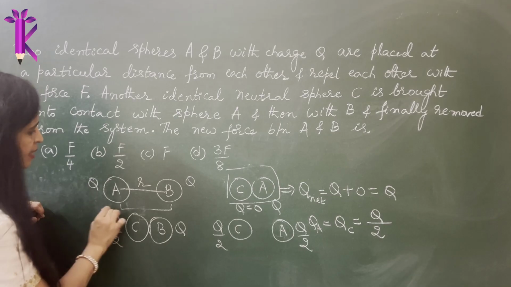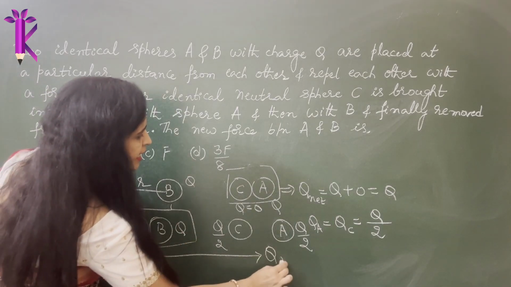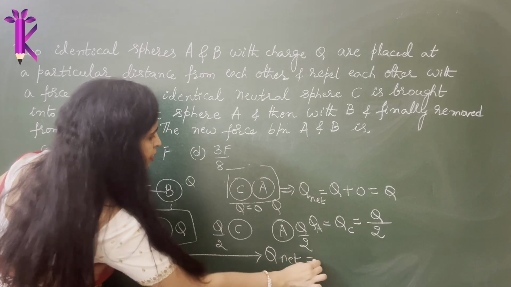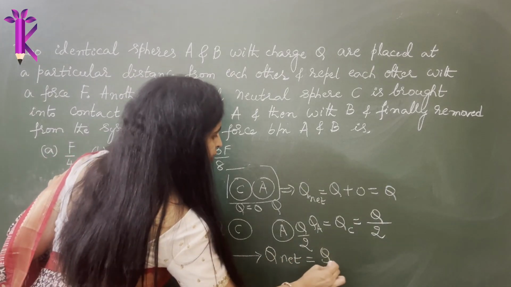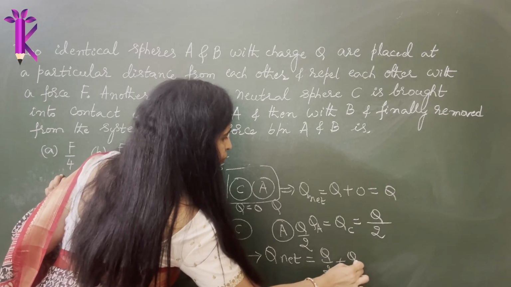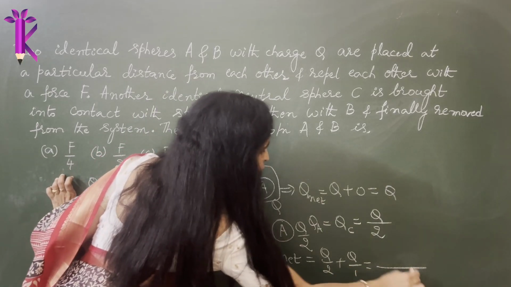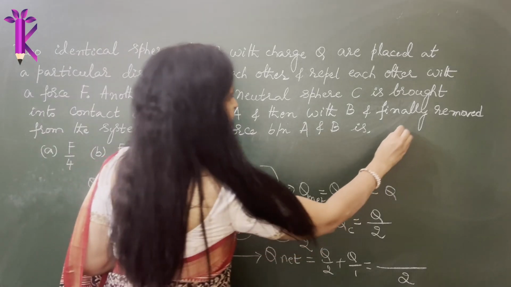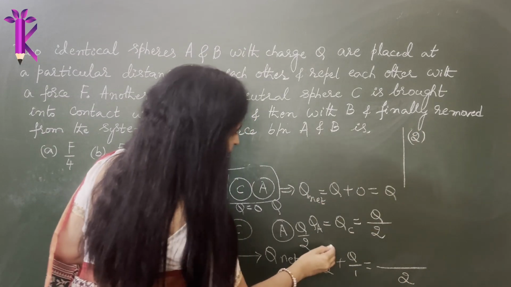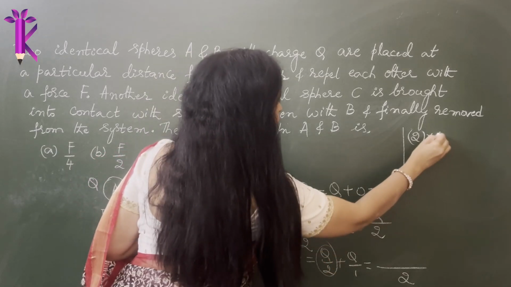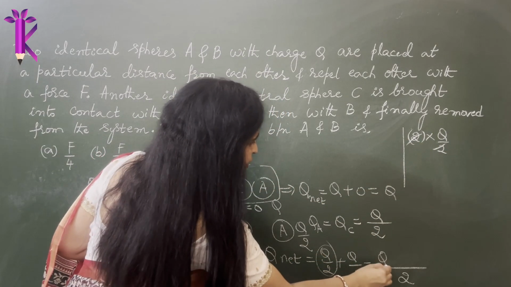Now, when you bring them together, what will be the total charge on this system? The net charge on the system will be Q by 2 plus Q. You have nothing in the denominator, which means you have 1. So the LCM is 2. You take the 1 in the denominator and multiply this whole thing into Q by 2. 2 and 2 get cancelled, so what remains is Q.